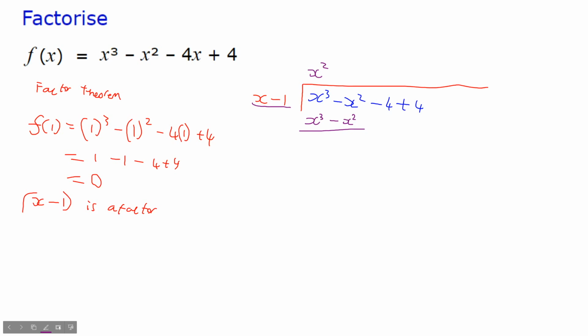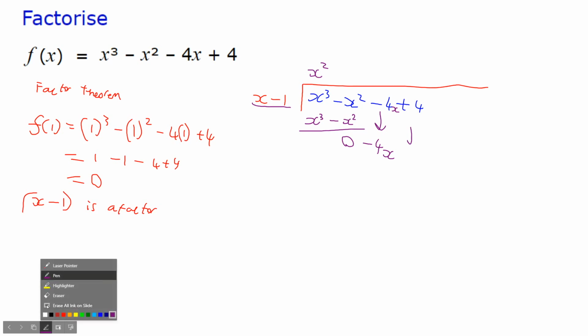When we subtract it, we'll get 0. We put the minus 4x down. What do we need to multiply this by to get 0? Exactly, it's just going to be 0. So we can leave it as is. Now what we'll do is we'll put the 4 down again.